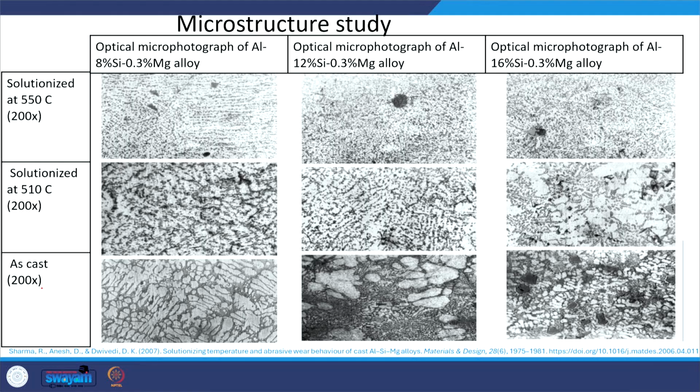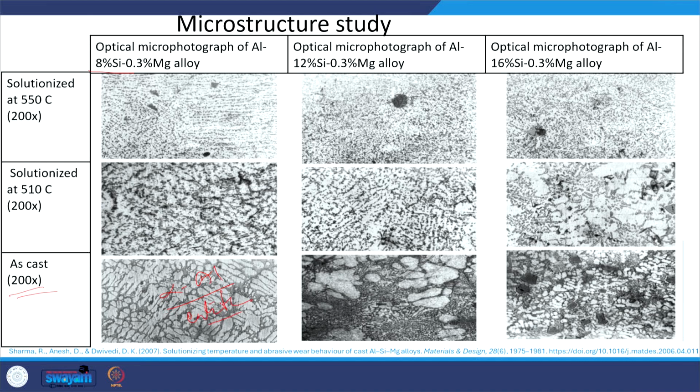To study the effect of the solutionizing temperature, we have to see what the microstructure is at room temperature in as-cast condition, and thereafter how the structure gets modified when the alloy is subjected to the T6 heat treatment. So, the as-cast structure of aluminum 8% silicon 0.3% Mg shows mainly alpha aluminum with a little amount of the eutectic in the matrix.